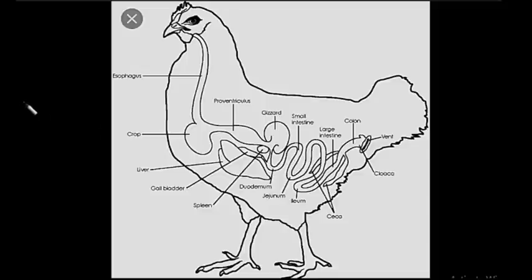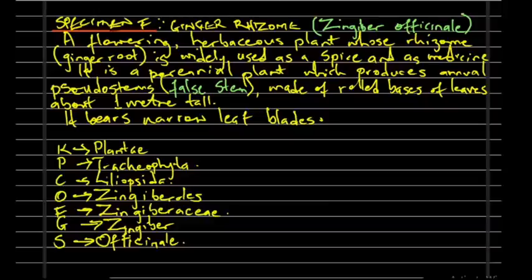So that is the small intestine for us. Let us talk about the next specimen. The next specimen is Specimen F, which is the ginger rhizome. We call it Zingiber officinale. That is basically the scientific or botanical name of ginger.